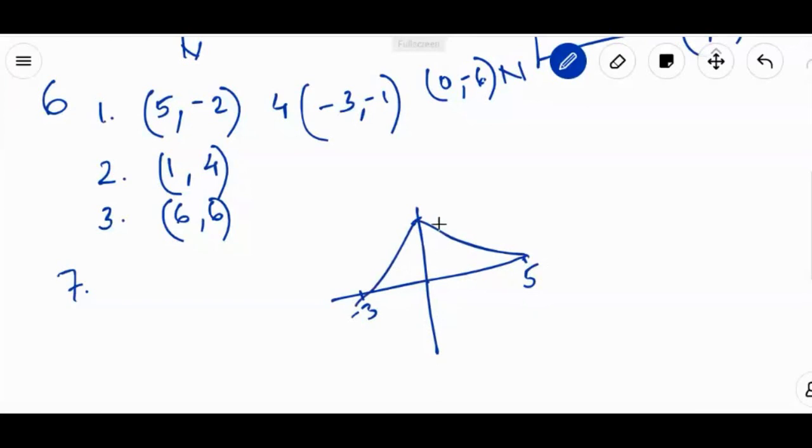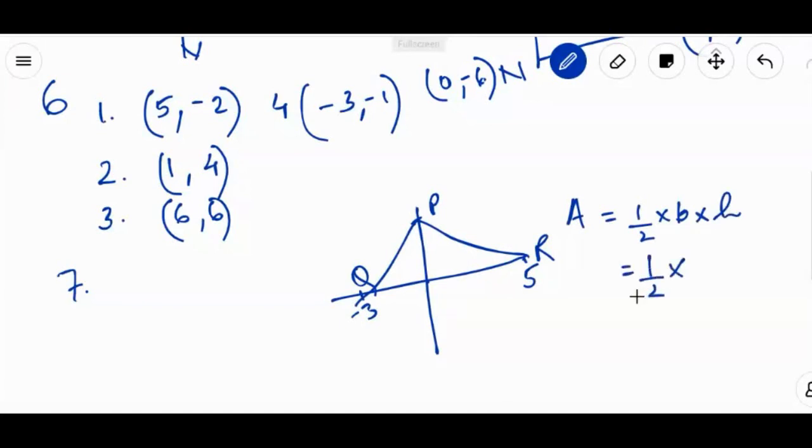Now, if you name these points as P, Q, and R, tell me now, looking at the figure, how do I get the area of this triangle? How will I get the area? Half into base into height. This is your height. Yes, so half into base.